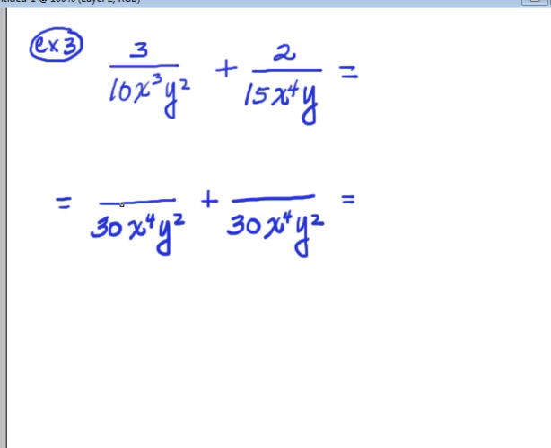Now, what do we have to multiply 10 by to get 30? Well, that's 3. And we have to multiply x cubed by x to get x to the fourth, and y squared doesn't change. So we're going to multiply top and bottom by 3x.